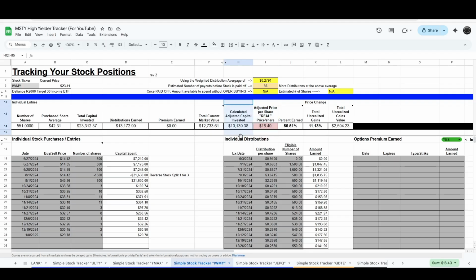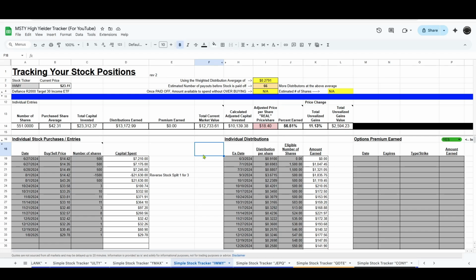As you can see, I have a calculated adjusted capital invested, and that is my full risk. Currently it is $10,139. So you can see I don't have a full $23,000 at risk. I only have $10,000 at risk because I have earned back $13,000 in distributions. So I hope some of this is starting to make a little bit of sense of why I'm doing what I'm doing.